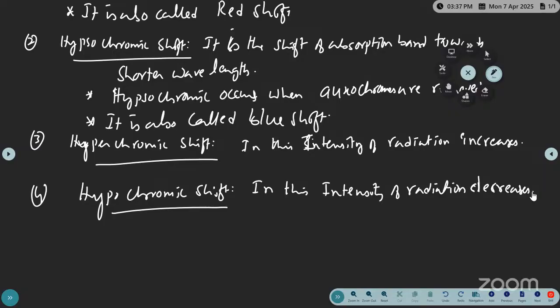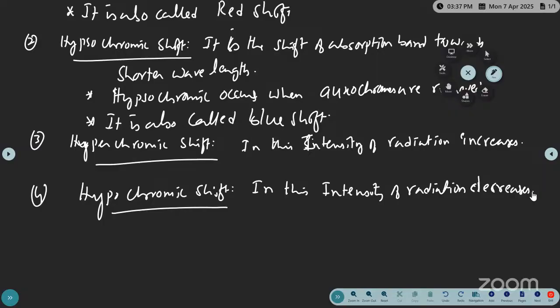Analytical chemistry: in qualitative and quantitative analysis. Qualitative analysis means analysis of enzymes, proteins, and molecular weight determination. And quantitative analysis means finding out metal ions and the amount of organic compounds.